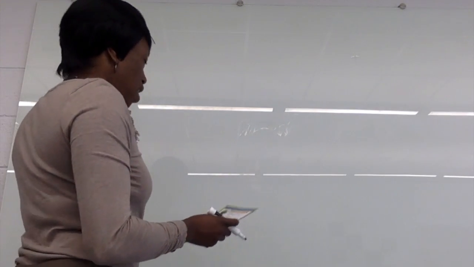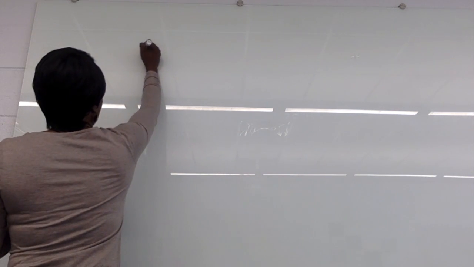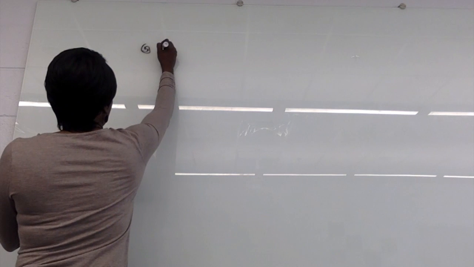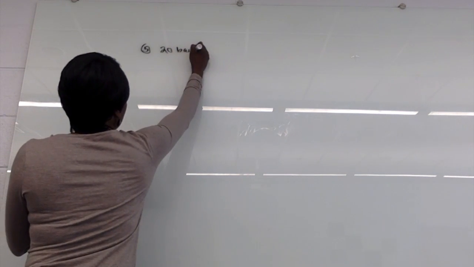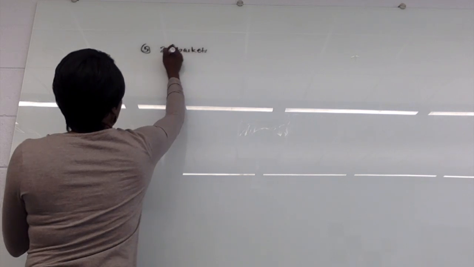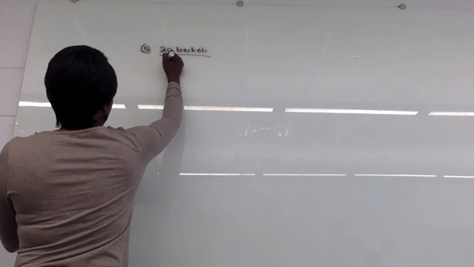Okay, let's go to number 5. Molly shot 20 baskets in 4 minutes. So this is Molly, 20 baskets in 4 minutes.